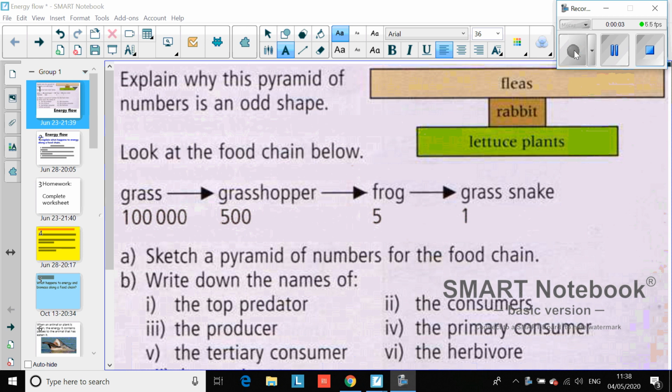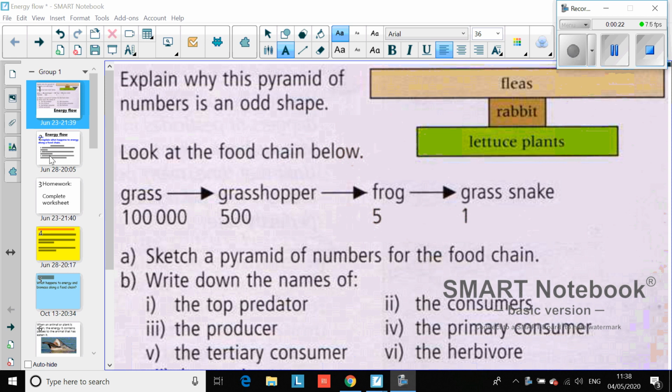Right, morning Year 7. What we're going to do today is a combination of two things. The first part of the lesson, we're going to review our work on pyramids of numbers, and have a quick look at energy flow. Then the second part of the lesson is going to be a revision research task.